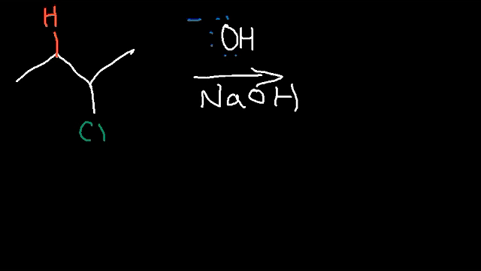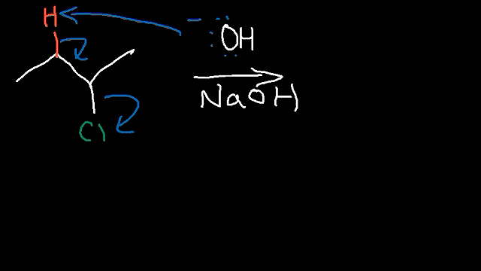So the base, which has a negative charge, is attracted to the partially positive hydrogen atom. And as it abstracts the hydrogen atom, the carbon-hydrogen bond is going to break. The electrons are going to move towards carbon because carbon is more electronegative than hydrogen. And as a result, once the double bond is formed, the leaving group is going to leave. Now, this is going to happen all at the same time.